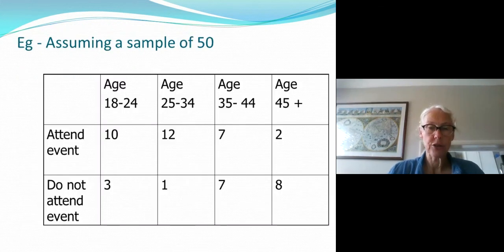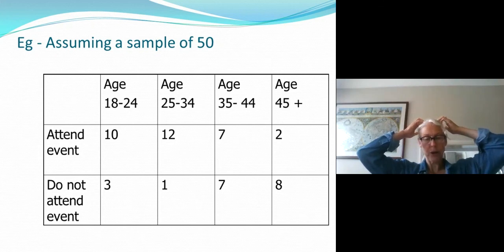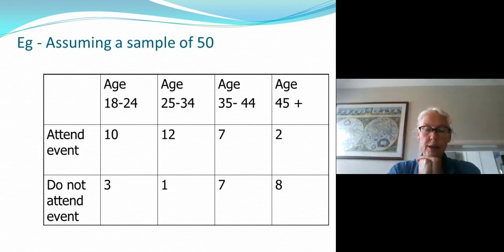Now, issues in terms of sampling size. So I've got something here where I've looked at age and whether they plan to attend an event or not. So attend the event or do not attend the event. And I've got a sample of 50. Now what you can begin to see here with just 4 age categories, that data begins to be fairly sparsely populated across all those different options. And in fact, in the age 25 to 34 group, only one person falls in the category of not attending the event.